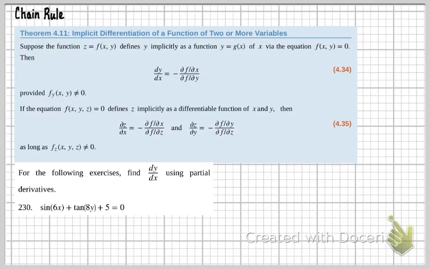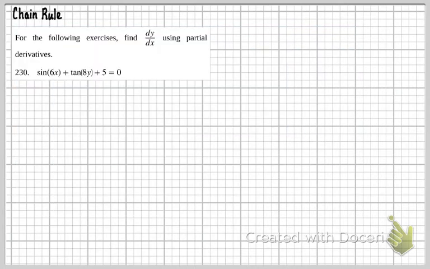And that means we're going to need to find df dx and then df dy. So we're going to start out by saying my f of xy equals the sine of 6x plus tan of 8y. And then from here, we're going to start to take those partials we need.